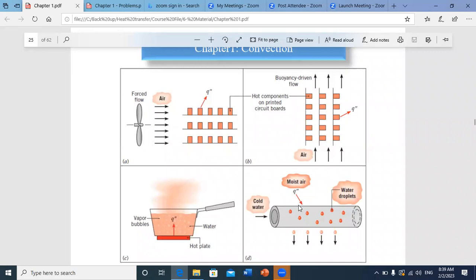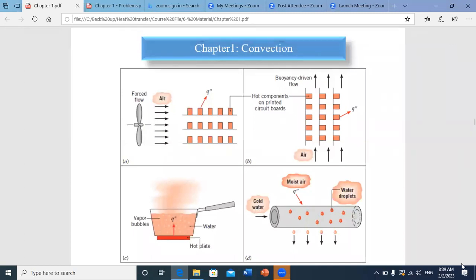And the final mode of convection, which involves phase change, is condensation. Whenever, let's say, you have moist air moving over a surface, you will have condensation of water droplets on your surface.